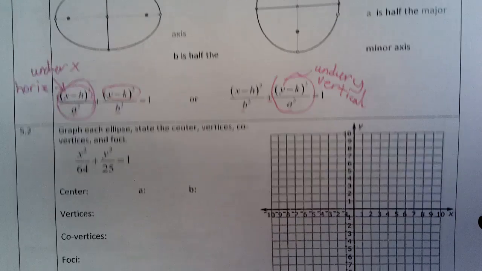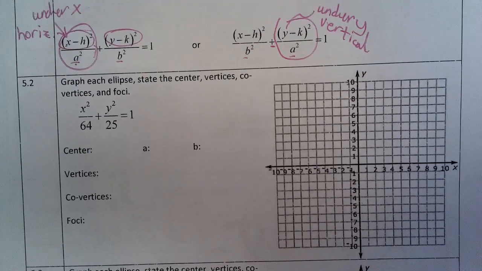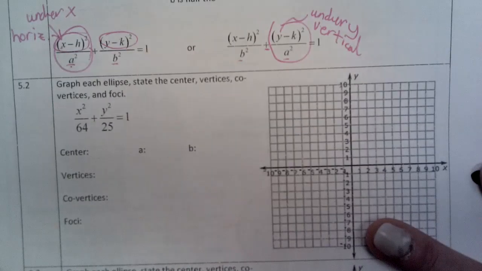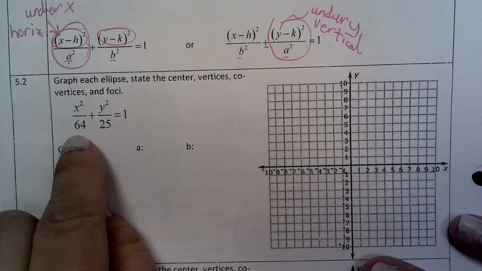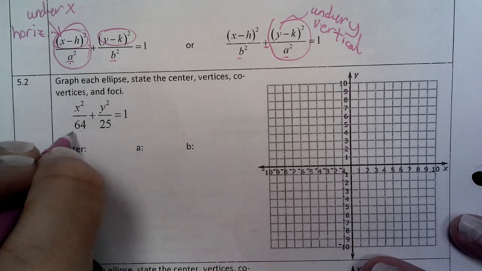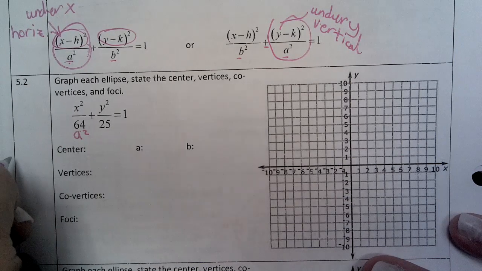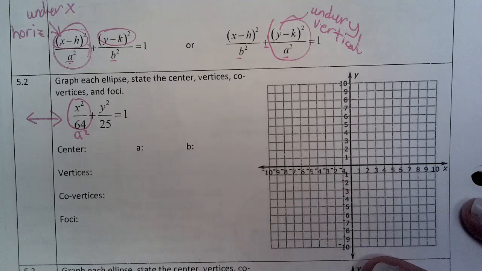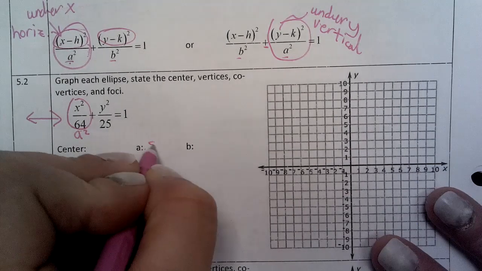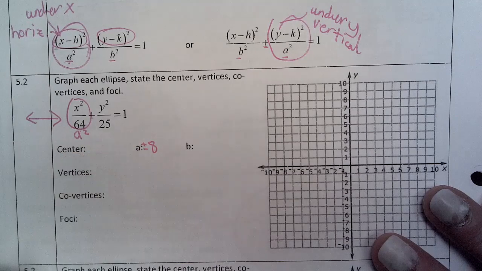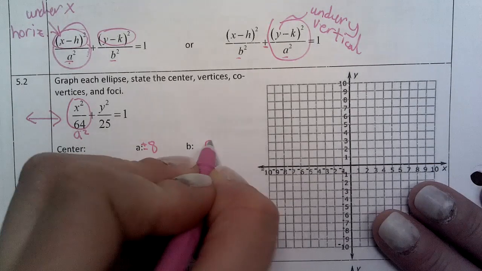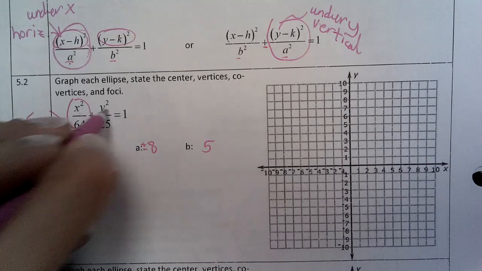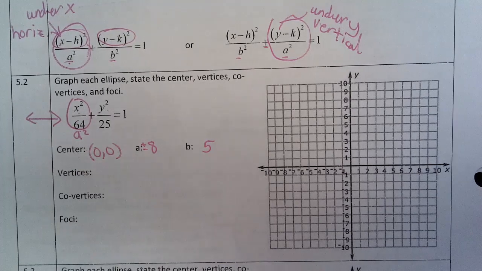So let's go ahead and take a look at some problems and find the answers to these and graph these. So it says graph the ellipse, state the center, vertices, co-vertices, and foci. So the very first thing I always like to do is find my bigger number. My bigger number is going to be my a squared. So that means that this ellipse is going to open horizontally. So my a then is 8, and really it's plus or minus 8, right? And my b is 5, or plus or minus 5. My center, well, it's just an x squared and a y squared. So I haven't moved at all.